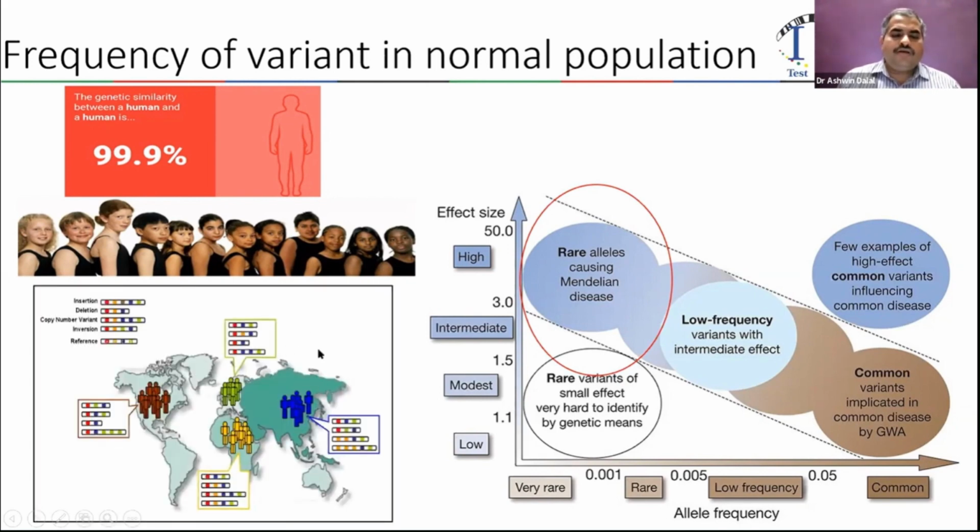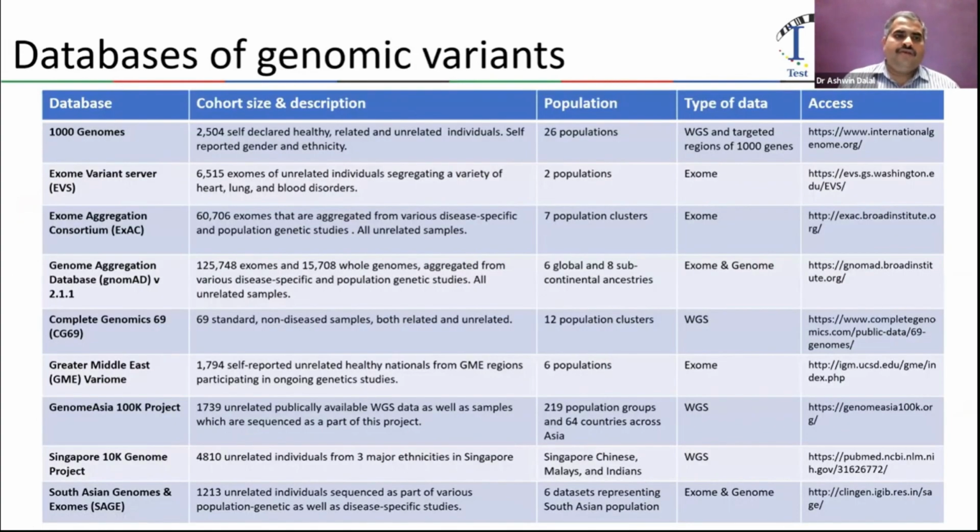And why is this important to know? In different populations, we have different distributions of the variants, and hence for each population, we should have normal population data to interpret the pathogenicity of a variant. So in order to do this, a number of databases have been developed, like the 1000 Genomes, the Exome Variant Server, ExAC, then gnomAD, the Genome Aggregation Database, Complete Genomics, the Greater Middle East Variome, the GenomeAsia project, and others. All these consist of thousands of exomes or genomes accumulated from normal individuals, and the frequency in normal individuals helps us to interpret the variant.